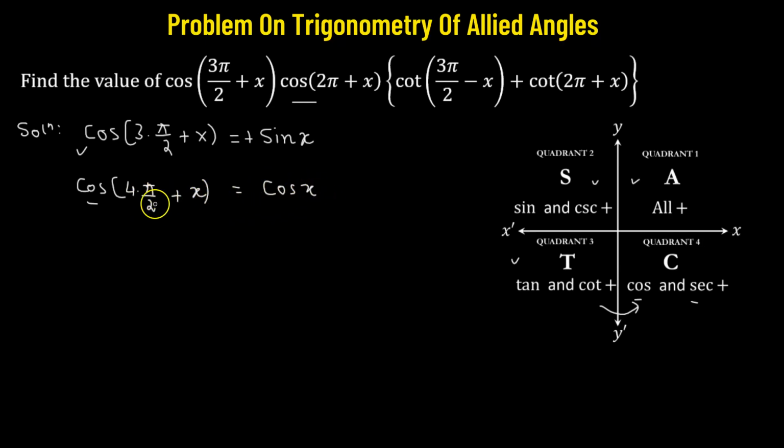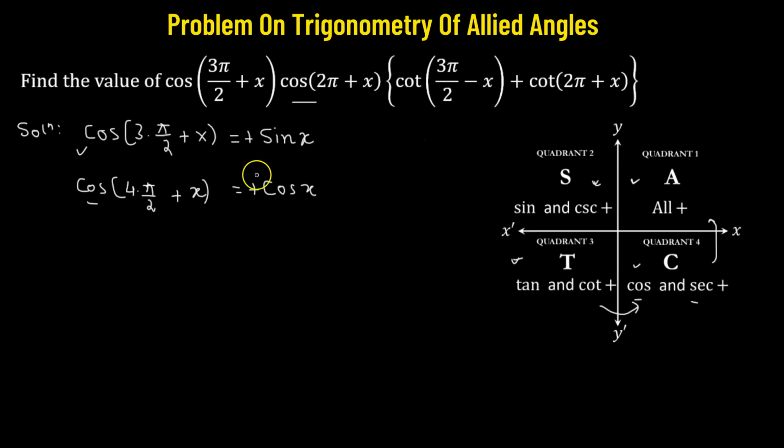Now let's see in which quadrant we are lying. So 4 pi over 2 means we are in the first, second, third, fourth quadrant. But we are also adding x to it, which is going to take us to the first quadrant. And in the first quadrant, all trig functions are positive. So our value, cosine of 4 pi over 2 plus x, is equivalent to cosine x.